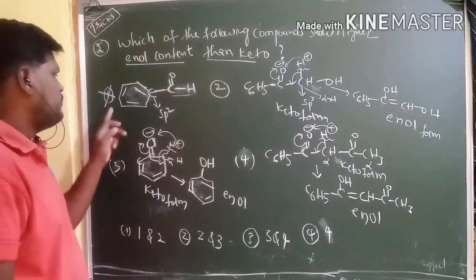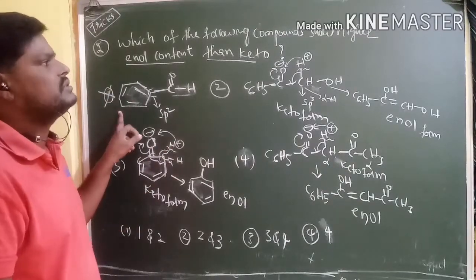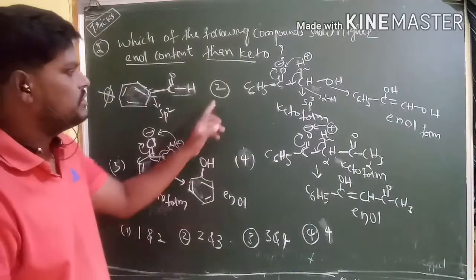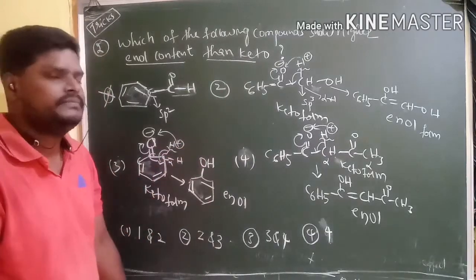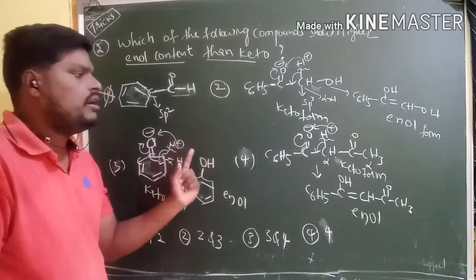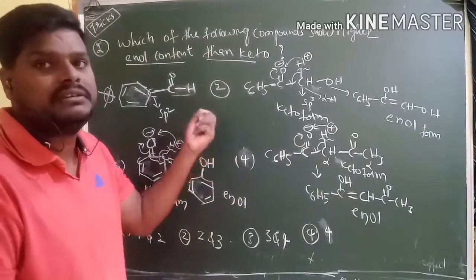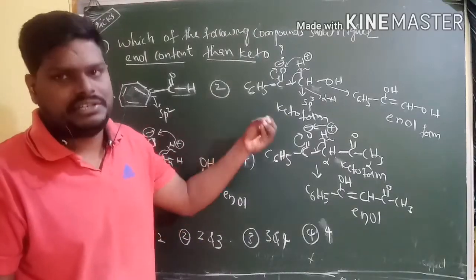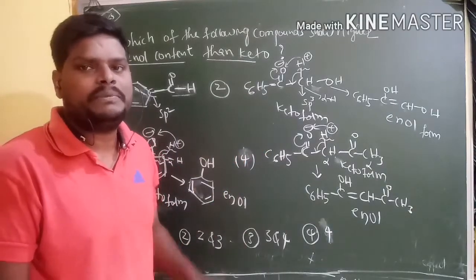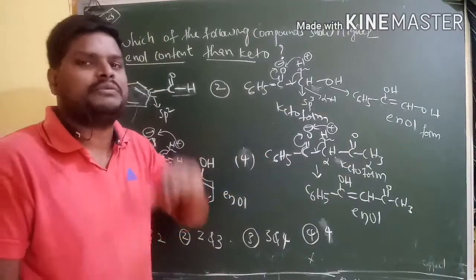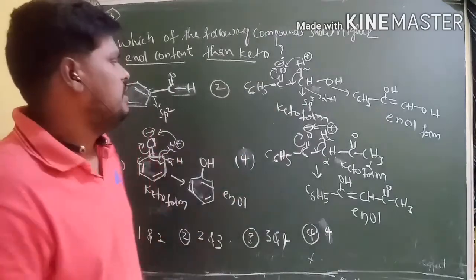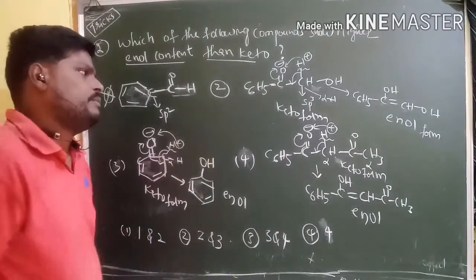So among these four, the first one does not produce tautomerism, but the second, third and fourth do. Three are involved in tautomerism. But which one is more stable? We need more enol content than keto, that means a more stable enol form than keto form. We need to find it among 2, 3 and 4.